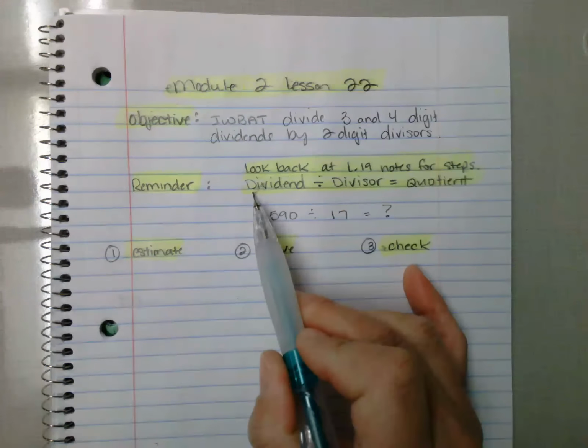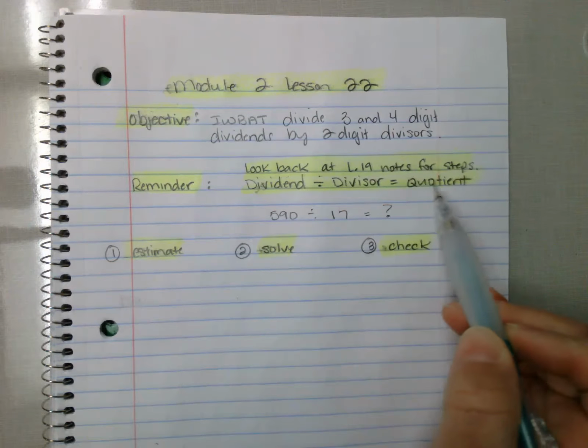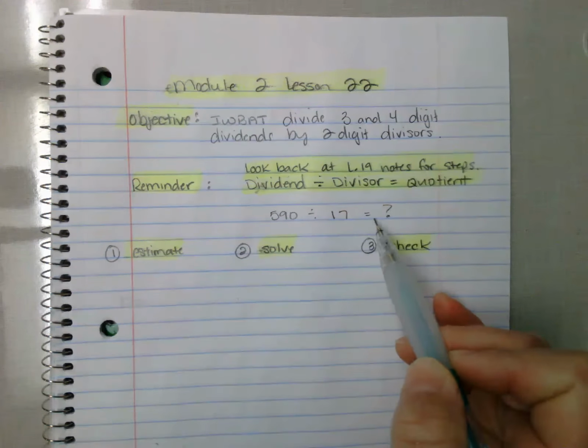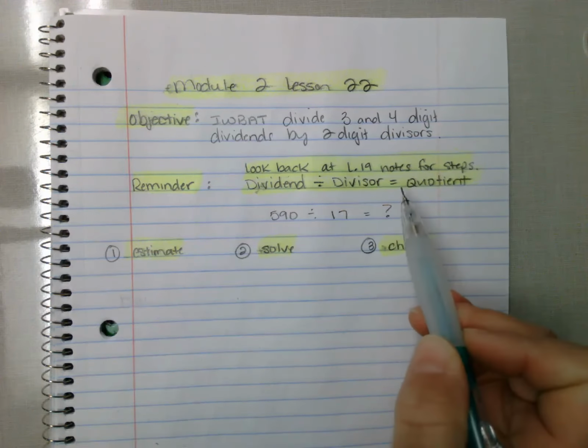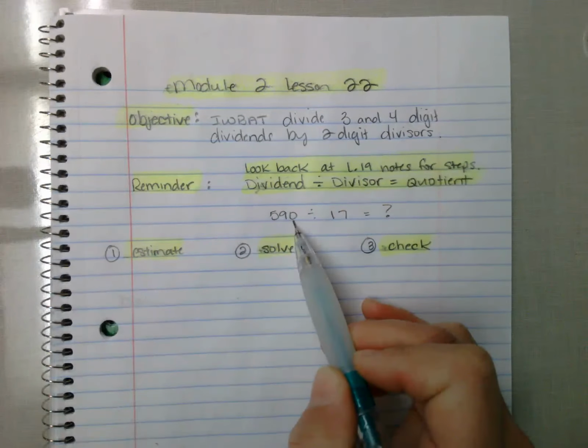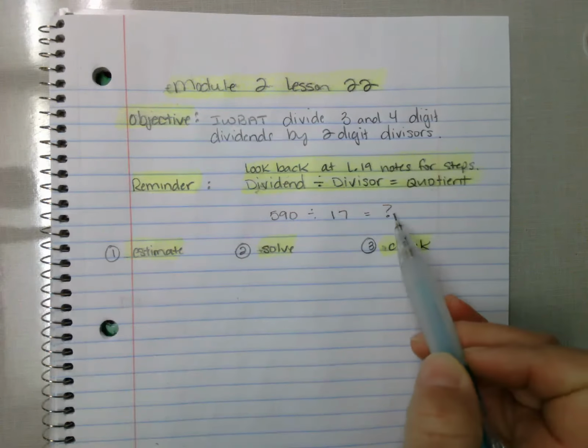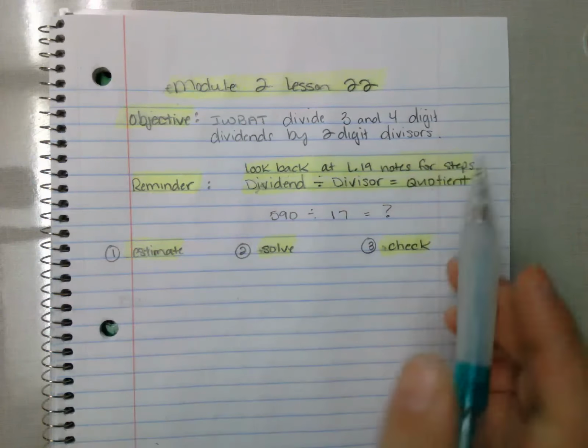Standard algorithm division is always dividend divided by divisor equals quotient. So right here's your example. 590 divided by 17 equals what? That's what we're solving. That first number right here is your dividend. The second number is your divisor, and then your answer is your quotient. And so we are solving for the quotient. We're trying to figure out what that is.